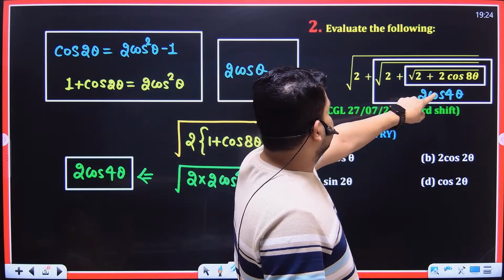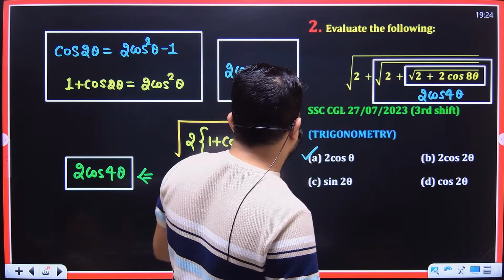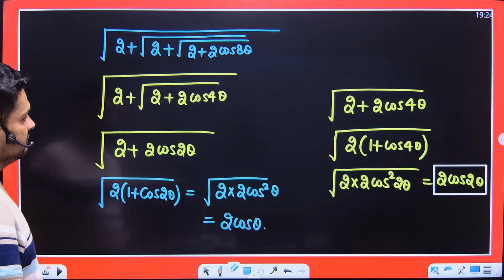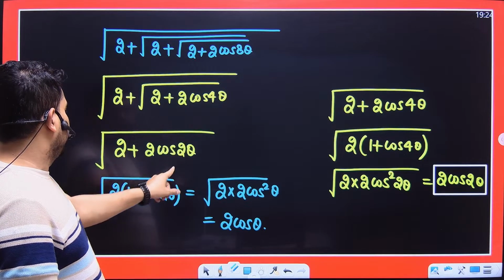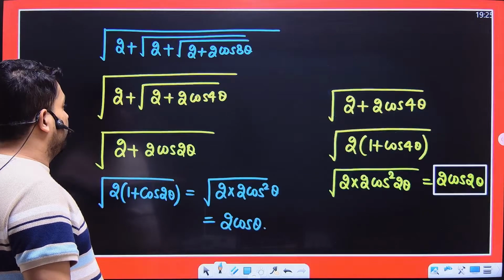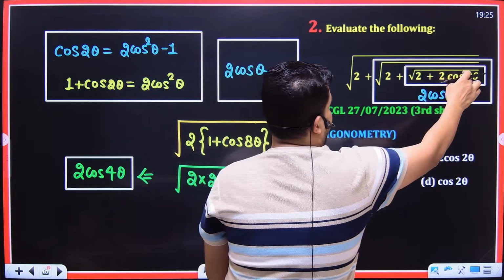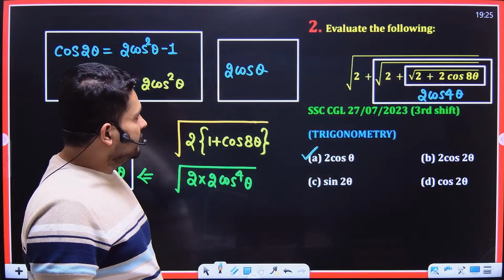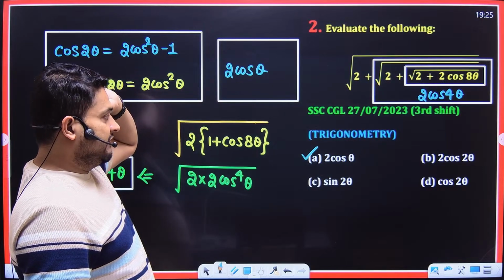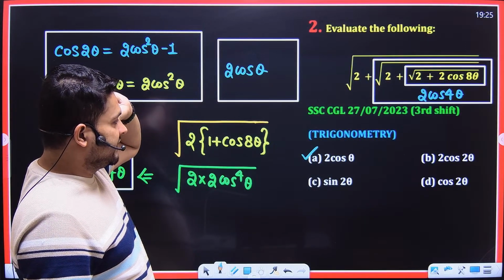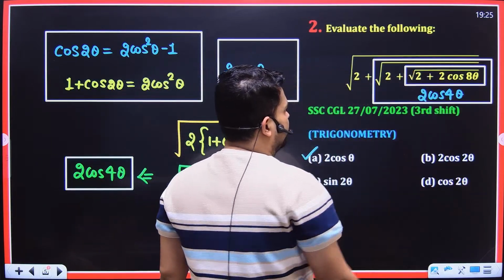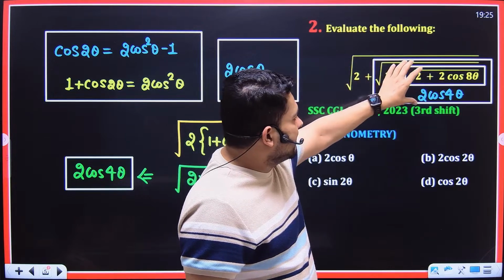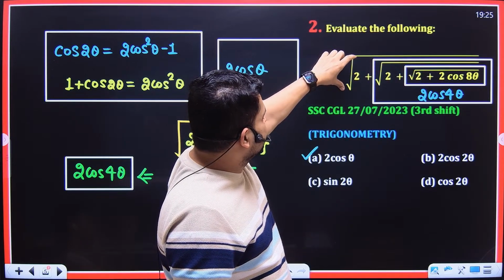Here cos 4 theta, cos 2 theta. See, 8 becomes 4, 4 becomes 2, 2 becomes 1. So the cube root of 8 is 2. Then we have cos theta. The answer is cos theta, not 2 cos 2 theta. See, if I solve this square root, I have cos 4 theta. If I solve this square root, then I have cos 2 theta. If I solve this, then I have cos theta.